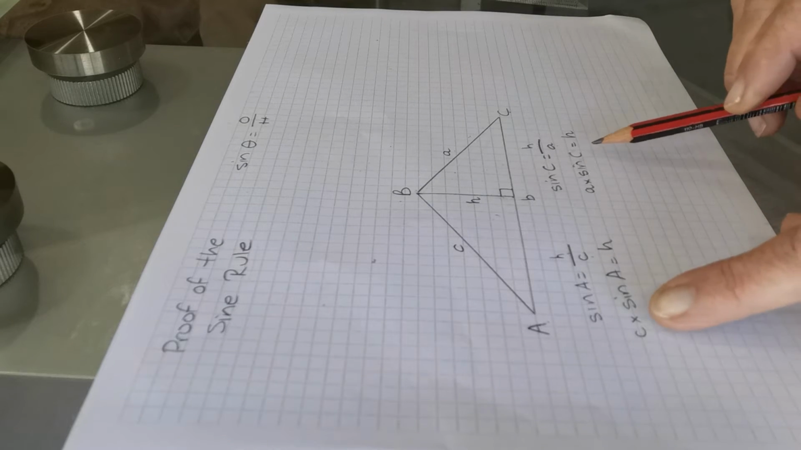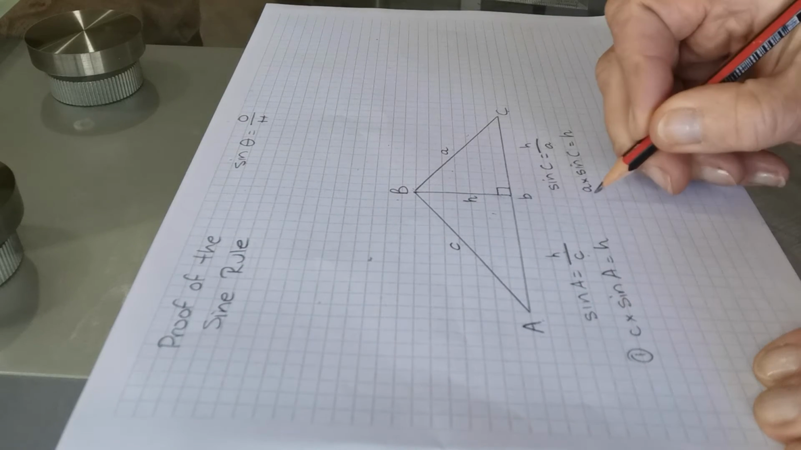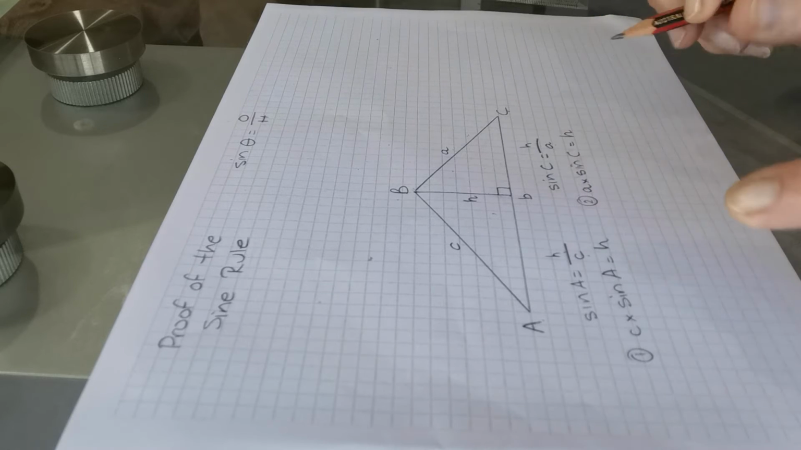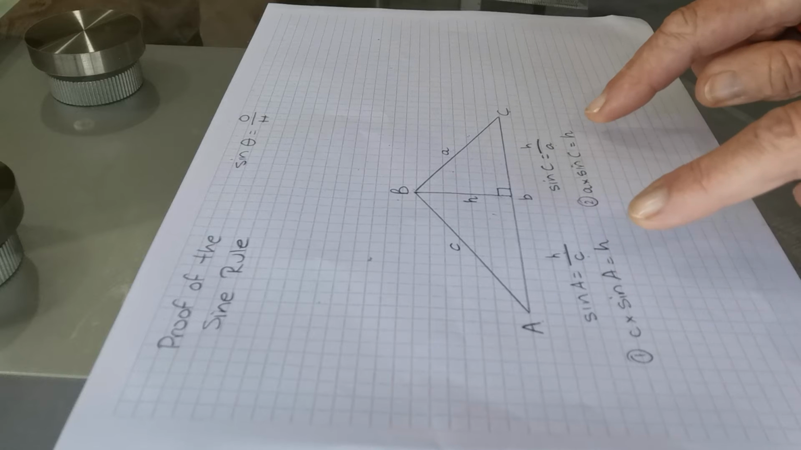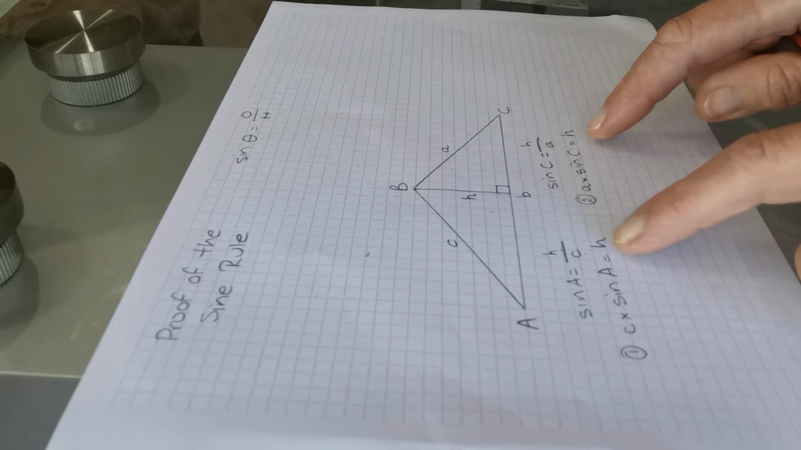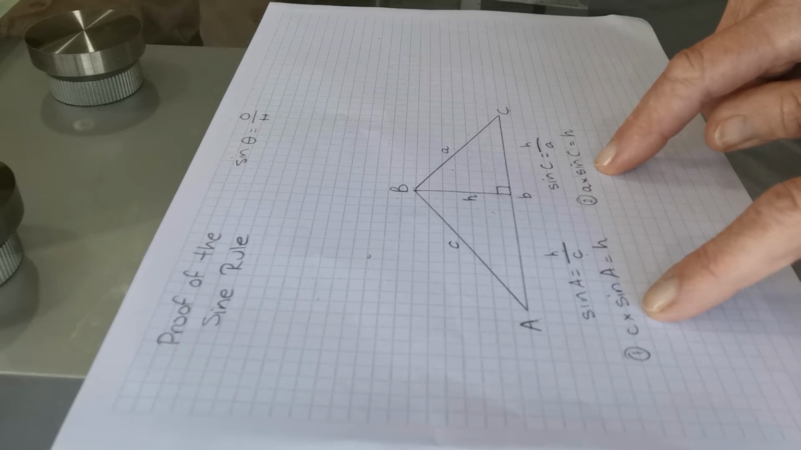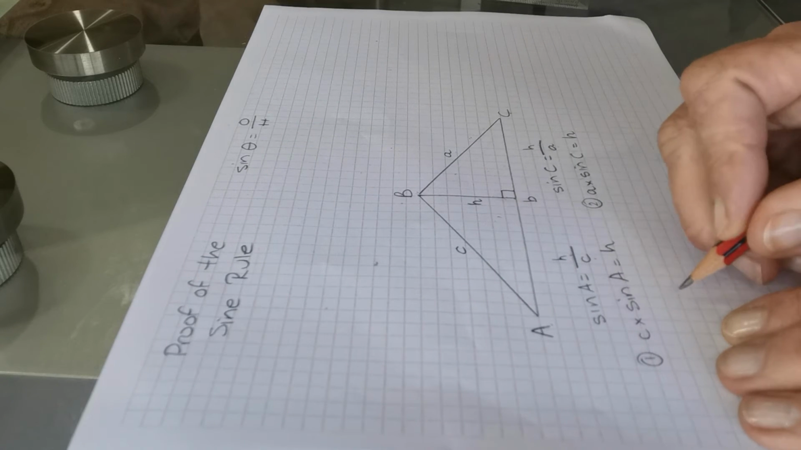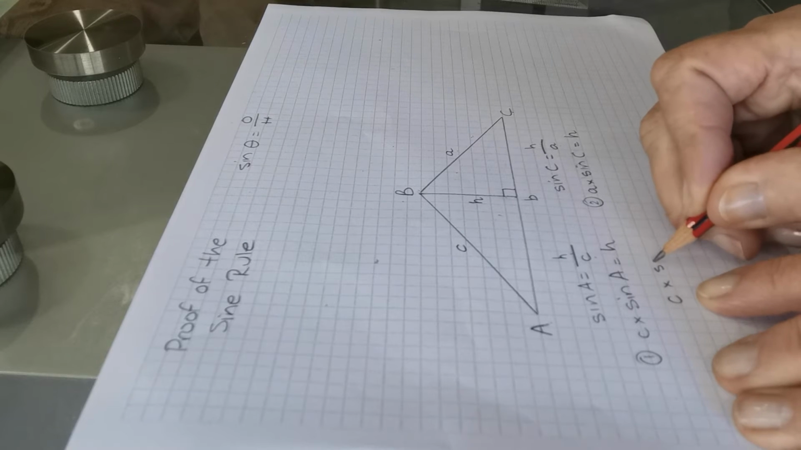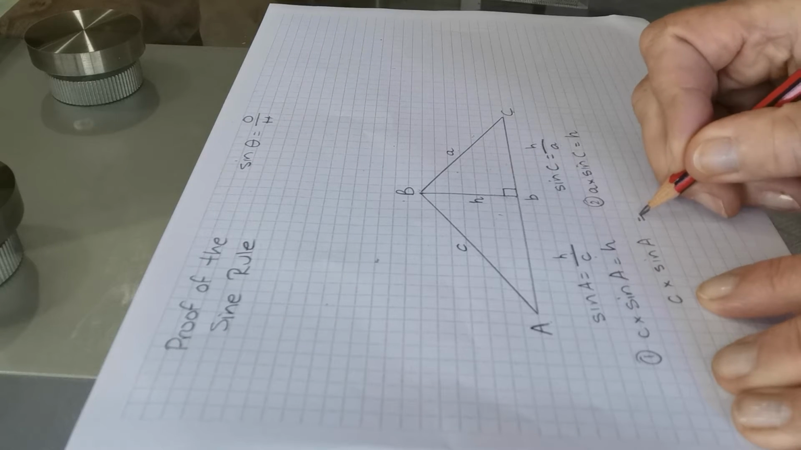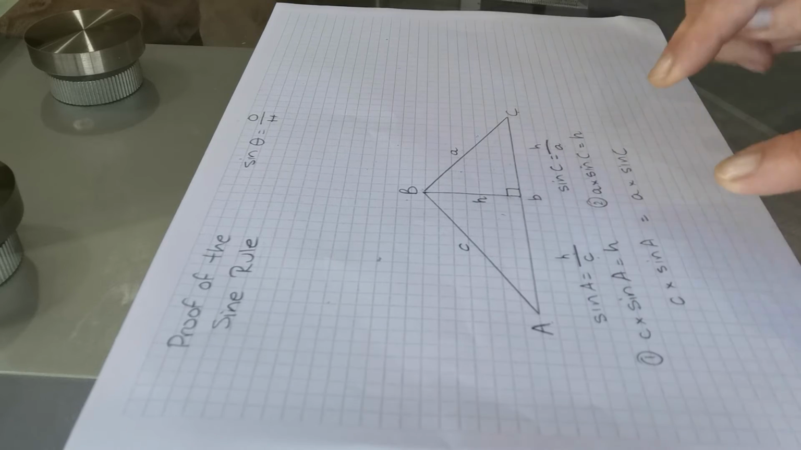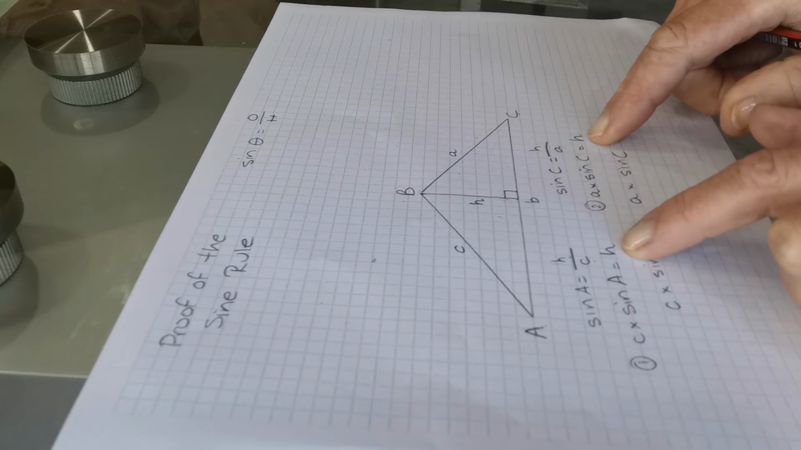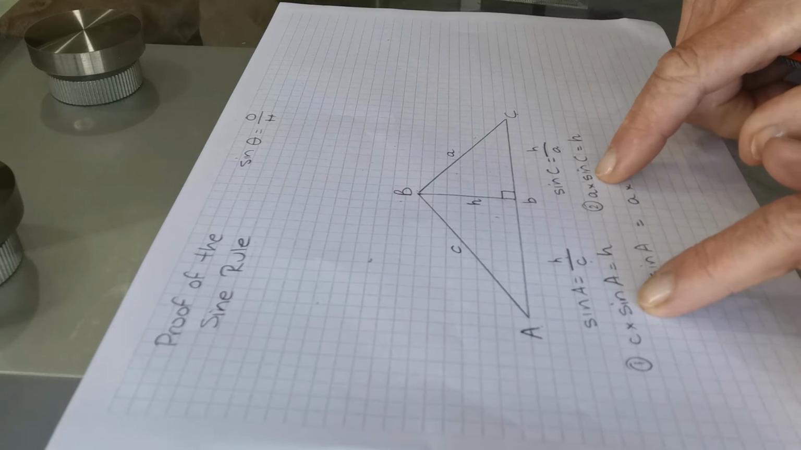Now we have two formulas, or two relationships, and h is the subject of both. So if h equals h, the second part of the formula must also equal each other. So we can write c multiplied by sine A equals a multiplied by sine C. That's Euclidean logic. Equals, equal, equals.